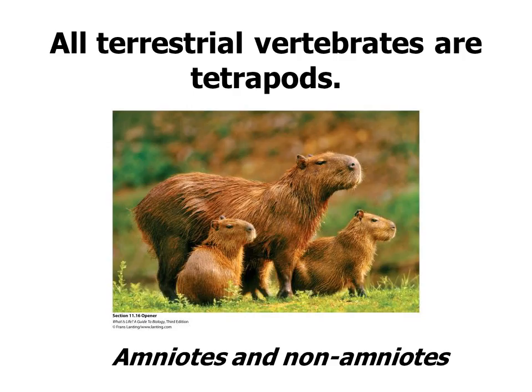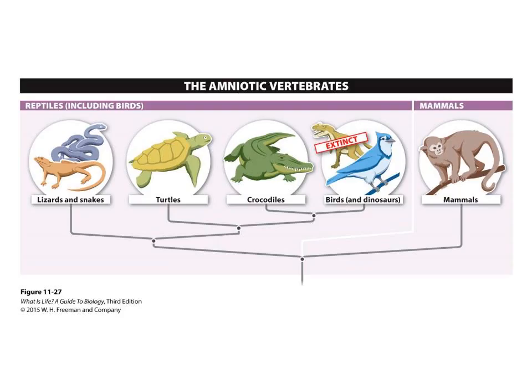Okay, we have terrestrial vertebrates. They're all tetrapods, which means they have 4 legs, and they can be amniotes or non-amniotes. It is the presence or absence of the amniotic egg that allows us to distinguish 2 large groups of terrestrial vertebrates. The non-amniotes would be amphibians. The amniotes would include reptiles and mammals. And so that's what we're going to talk about next.